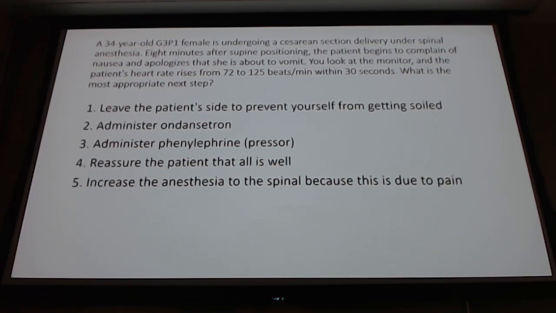All right, you have a 34-year-old G3P1 female undergoing a cesarean section delivery under spinal anesthesia. 8 minutes after supine position, the patient begins to complain of nausea, apologizes that she's about to vomit. You look at the monitor and the heart rate went from 72 to 125 within 30 seconds. So what is the most appropriate next step?